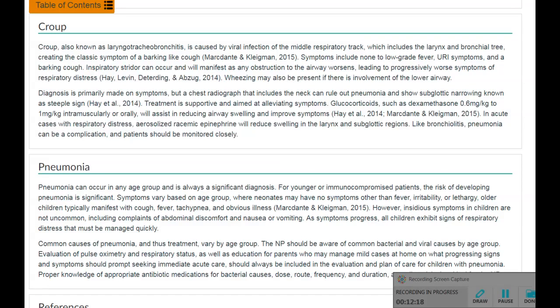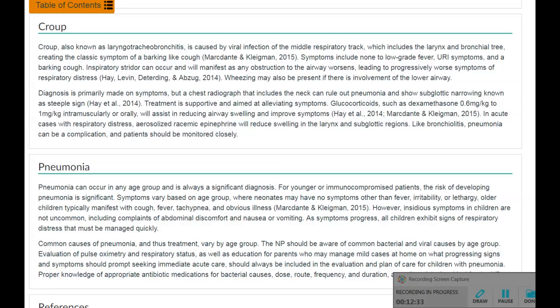Inspiratory stridor can occur and will manifest as obstruction to the airway worsens, leading to progressively worse symptoms of respiratory distress. Wheezing may also be present if there is any involvement of the lower airway.